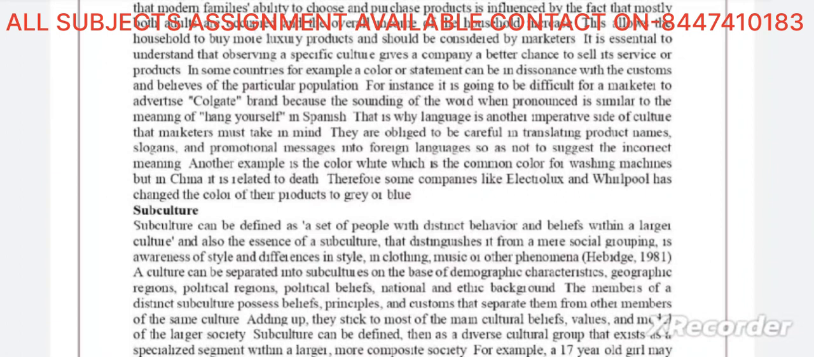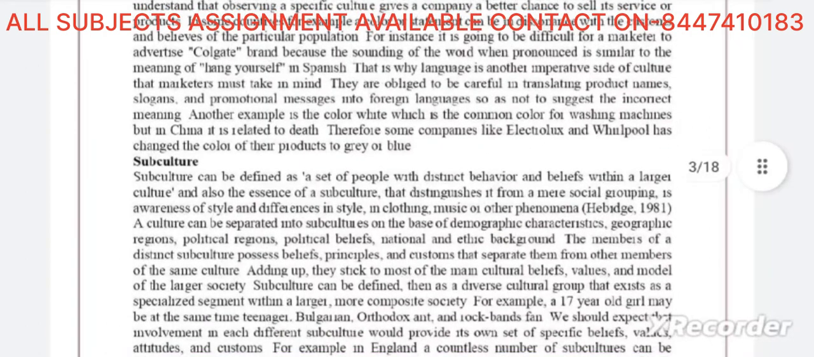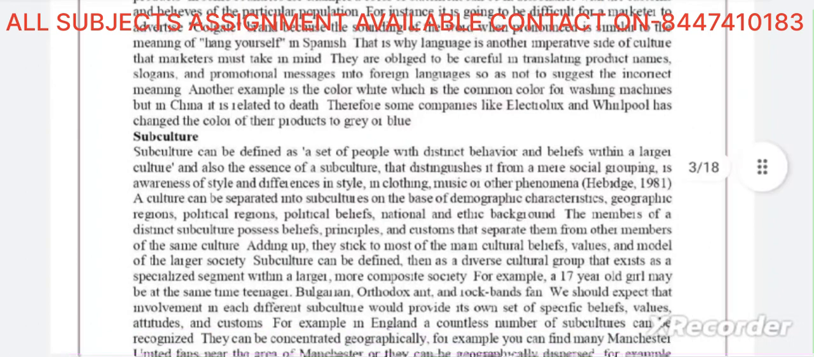Another example is the color white, which is a common color for washing machines, but in China it is related to death. Therefore, some companies like Electrolux and Whirlpool have changed the color of their products to gray or blue.